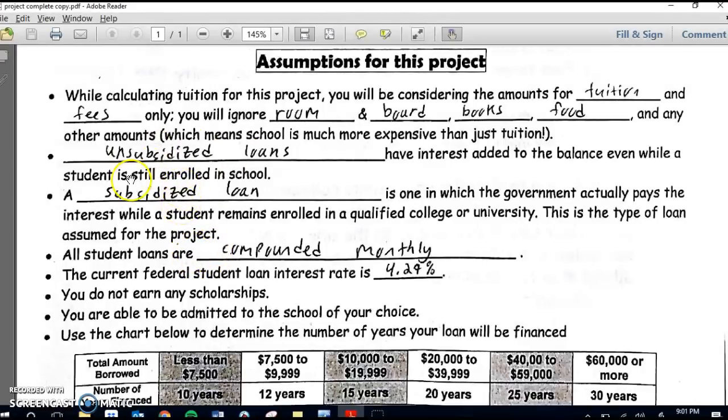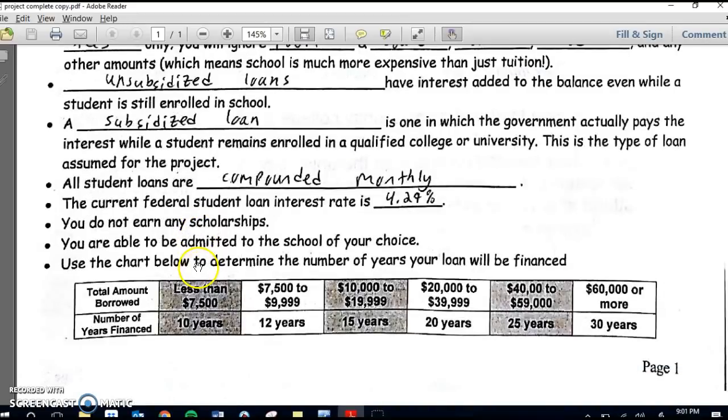But not everybody can get all the money they need in this type of loan, so you have to do a combination sometimes. For the ones that we're doing, you also have to assume that all of our loans are compounded monthly. So we're going to use the compound interest formula that we learned the other day, and we're going to use the correct end value that you can assume because we've talked about it.